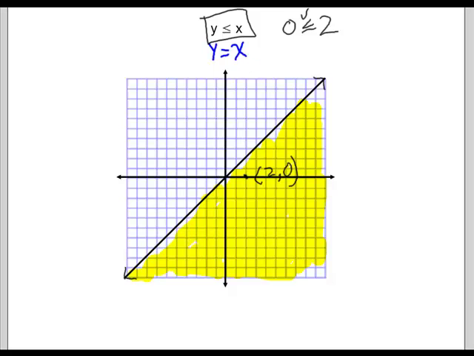And you can see what happens if I plug in, say, (0, 1), this point right here. I'm going to get 1 is less than or equal to 0, which is not true. So that point does not satisfy the inequality, and neither will any of these points.